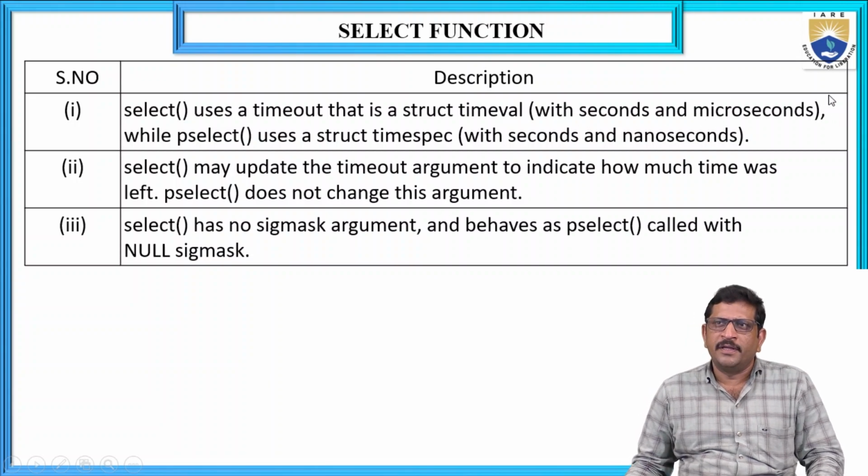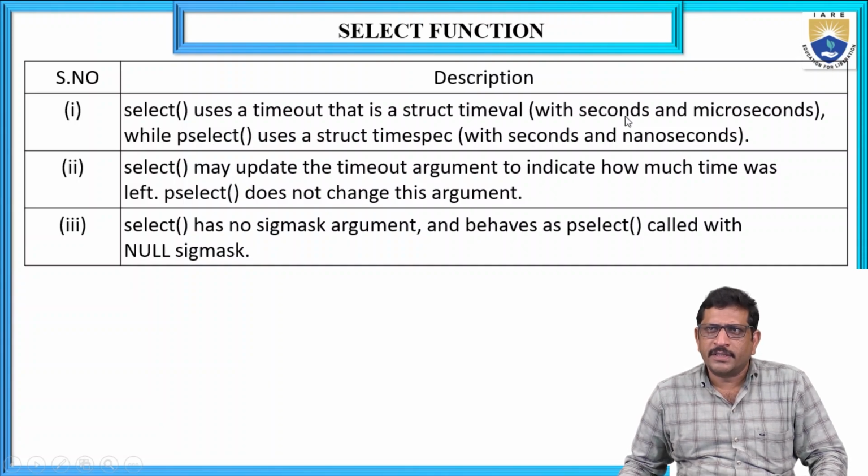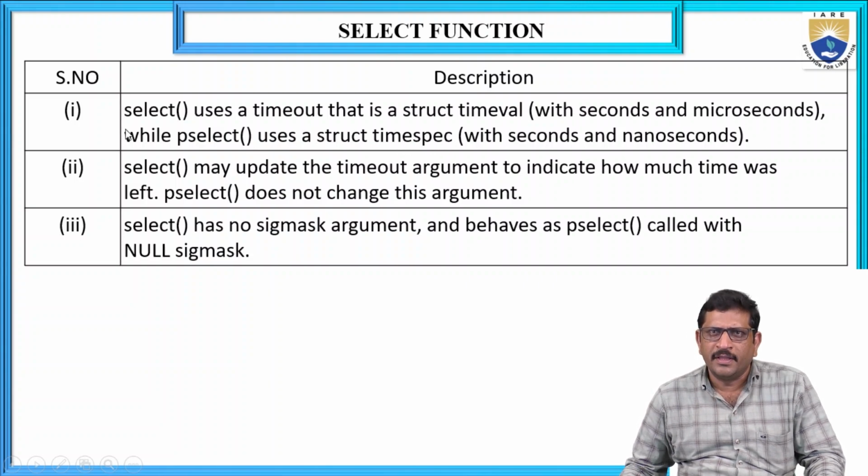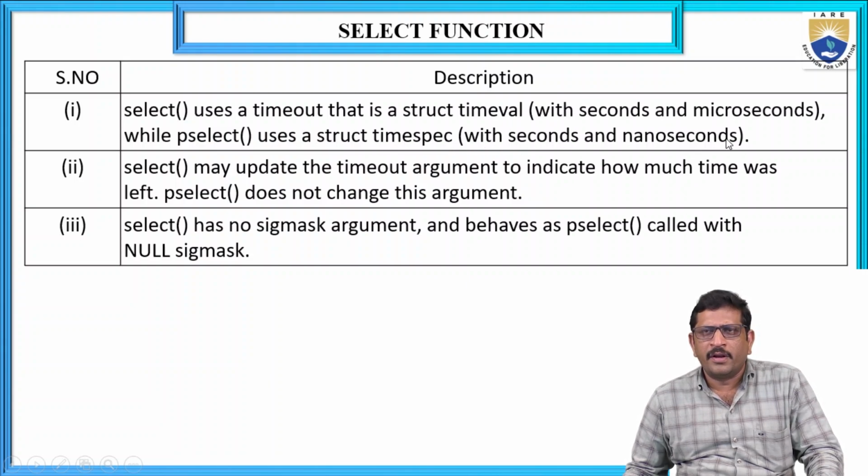The time value should be measured in terms of seconds and microseconds in the select function. If you take the pselect function, it uses a timespec structure, a time specification, with seconds and nanoseconds. Here it is a specification: a time interval is given. Within this time interval we can process the data between the primary device and the secondary device. The measurements are seconds and nanoseconds.